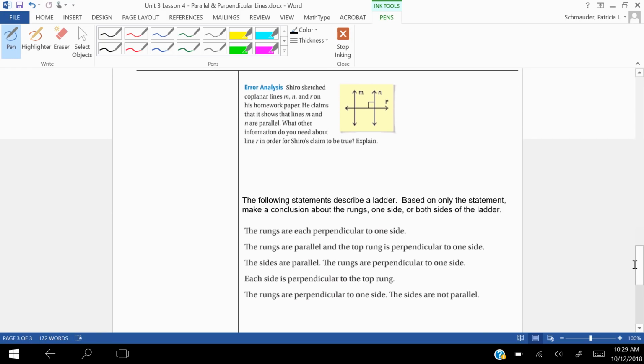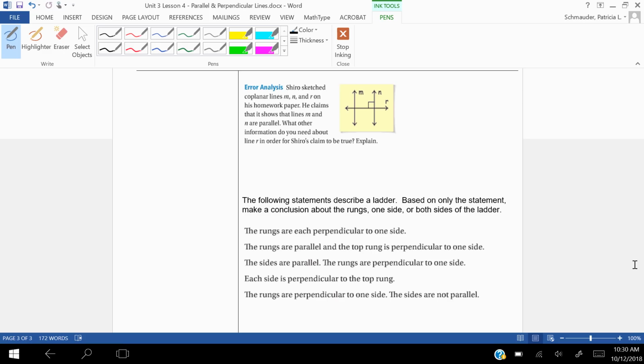Error analysis. Shiro. Good old Shiro. He sketched coplanar lines M, N, and R, just like we see there on his paper. He says that this drawing shows that lines M and N are parallel. What other information does he need about line R for this to be true? Well, what do you think?